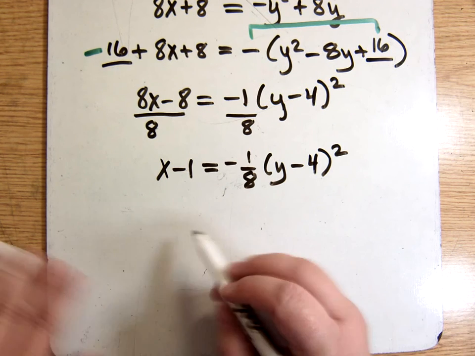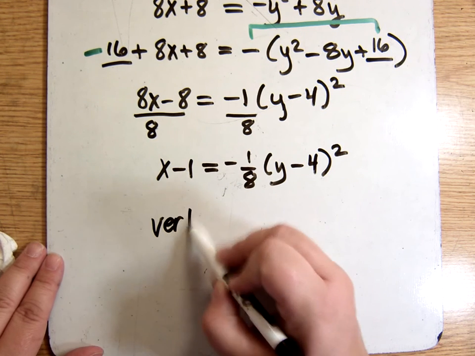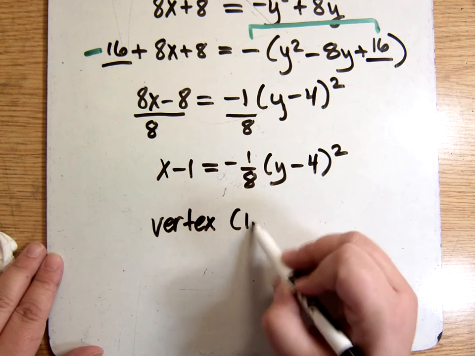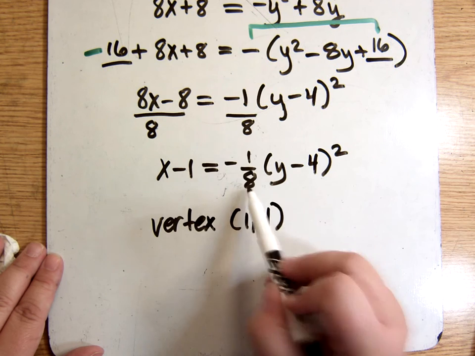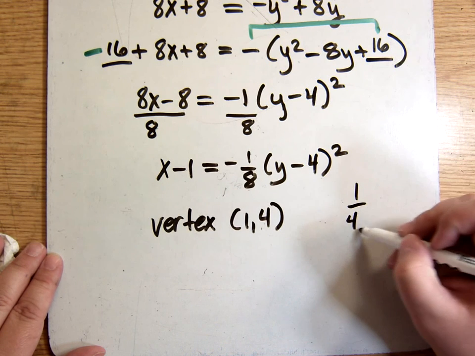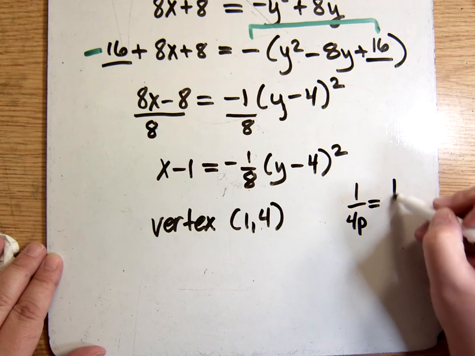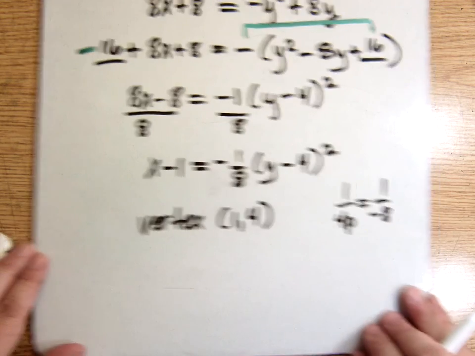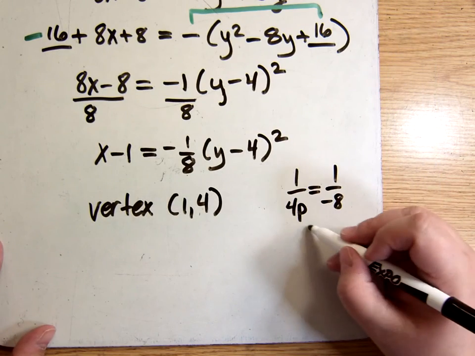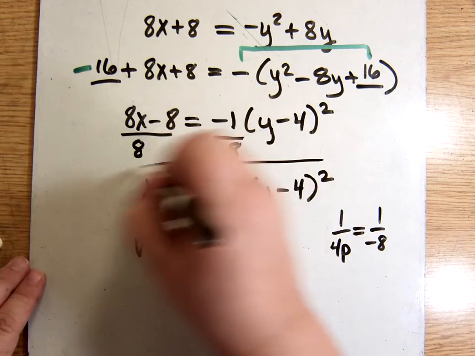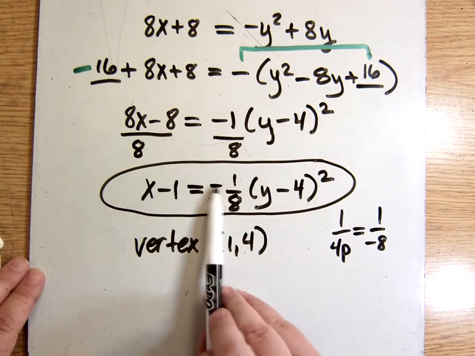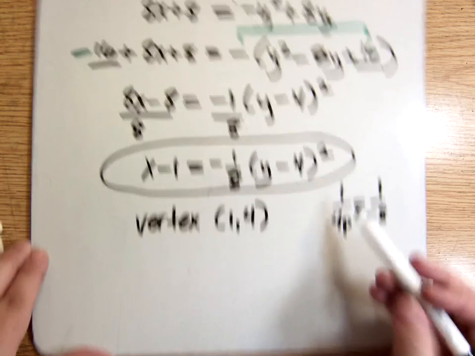And now I can look at what I've got here. I've got a vertex of 1, 4. If 1 over 4p equals negative 1 over 8, I would go ahead and put that negative in the denominator and say then p must equal negative 2. Now which way is this opening? Remember, here's your equation. It's opening to the left. So it looks like this.